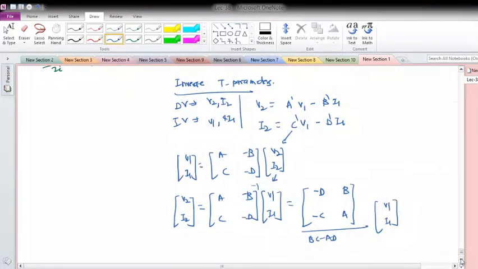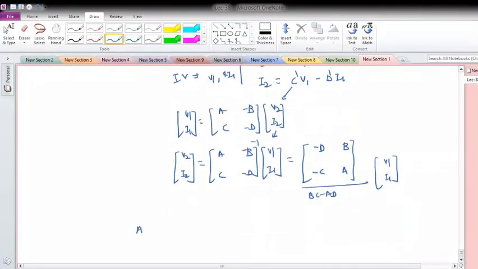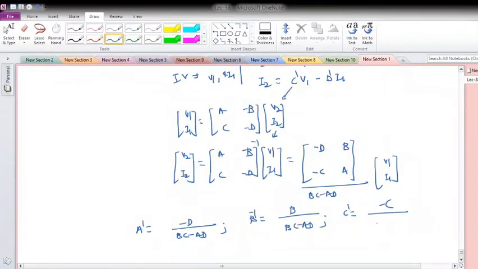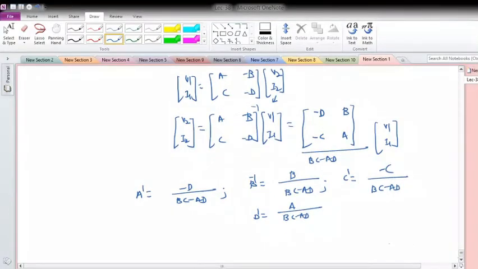So with this, what is my A dash? A dash will be minus D upon the determinant, which is BC minus AD. B dash can be calculated as B upon BC minus AD. C dash will be computed from minus C upon BC minus AD, and D dash can be computed as A upon BC minus AD. So this way you can compute the inverse T parameters also.